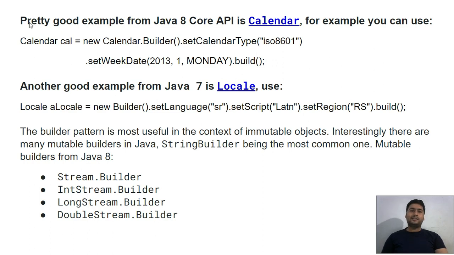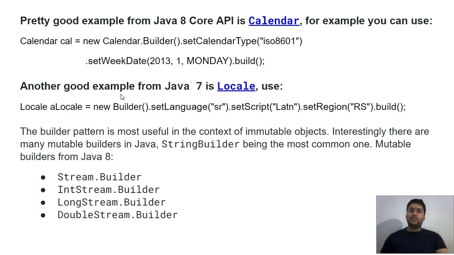For example, in the core Java 8 features we have Calendar. What is Calendar? Calendar is a class. You can create a Calendar object like that, with Calendar.Builder. You can write Calendar equal to new Calendar.Builder, set calendar type, set week date, and whatever other parameters we have, you can set it, and after that you can call build. Your application will build, and you get one object, which is the Calendar object.